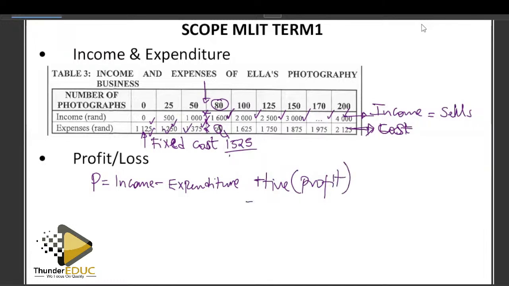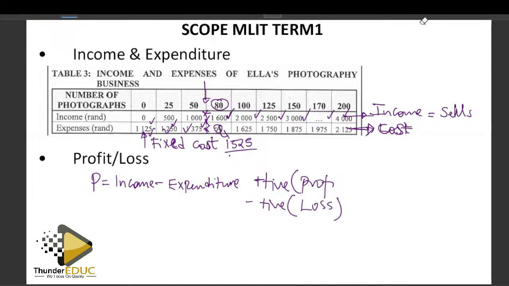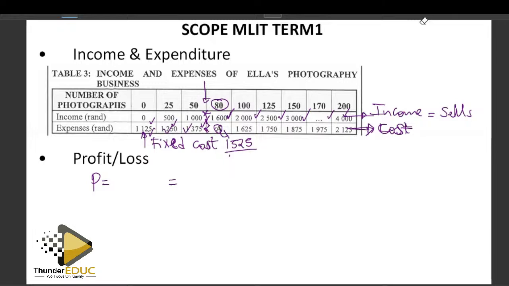And if you have a negative answer, just know it's a loss. Another thing that I would like you to know is that profit can also be expressed as a percentage. How do we do this?